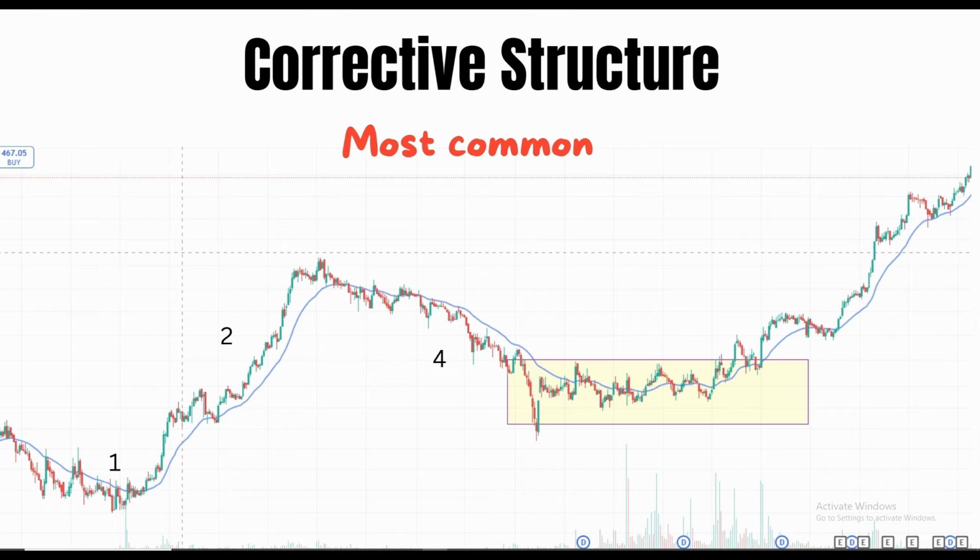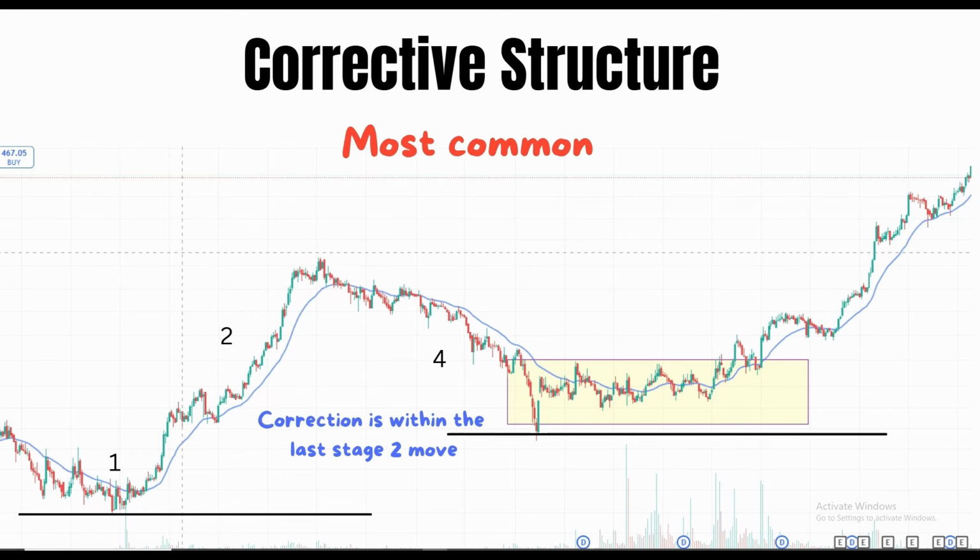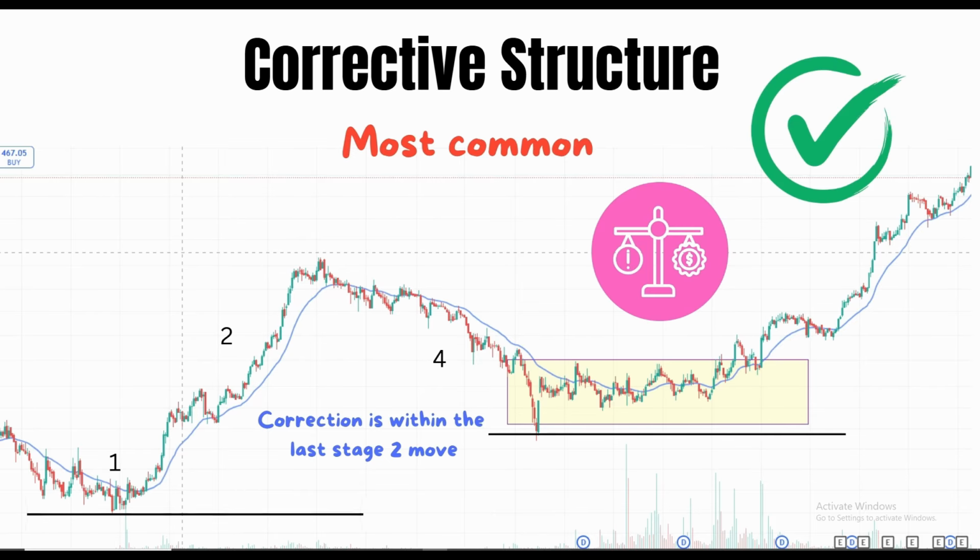But if you see closely, this correction will not go below the previous stage 2 run. At the best, the correction will be less than half of the last stage 2 run. This structure gives the best risk to reward ratio for traders and gives the confidence that the stock is still in a long term uptrend even after the recent correction. The structure is easily identifiable and is very common during broader market corrections.